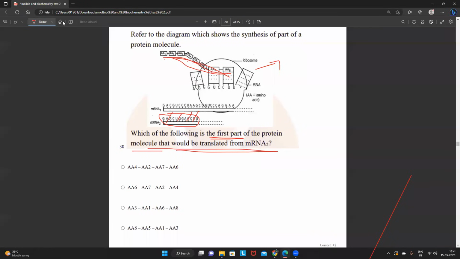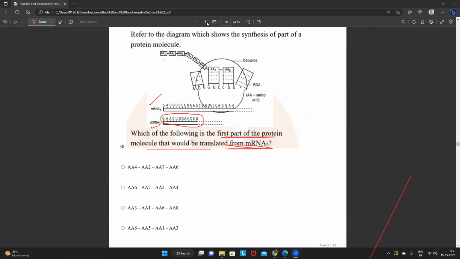No one is analyzing it properly. So you have to see the codons which are present on mRNA 2, and where the same codons are present on mRNA 1. By that, you can easily answer the question. What does the question say? Which of the following is the first part of the protein molecule that would be translated from mRNA 1 to mRNA 2, having 4 codons? So which part of the protein is coming here?